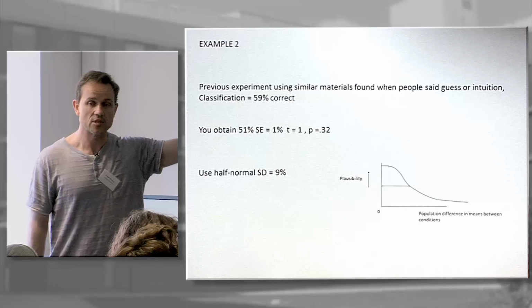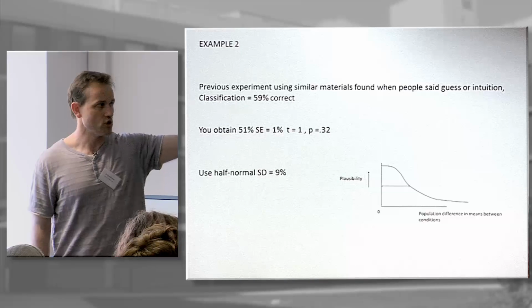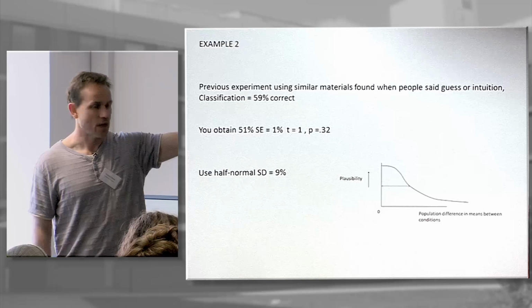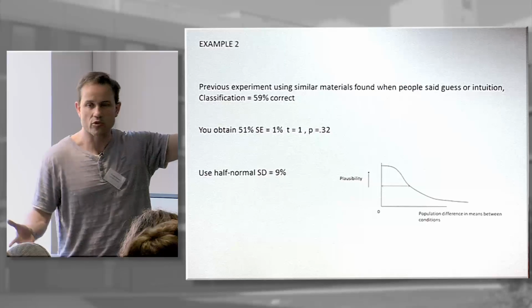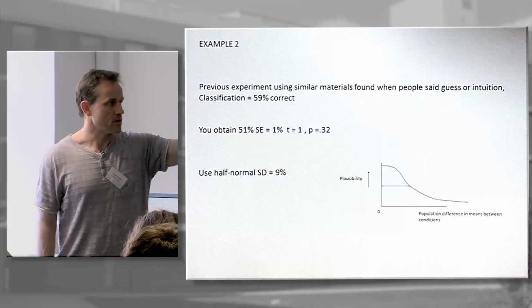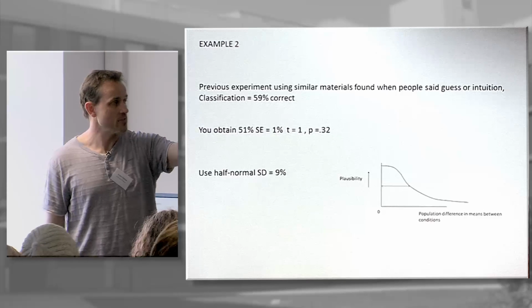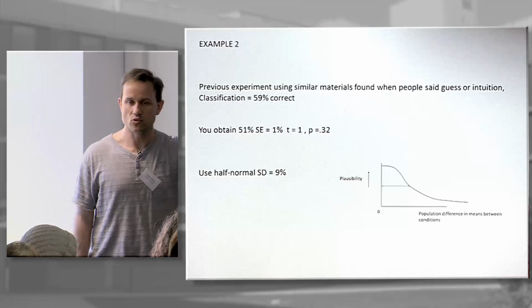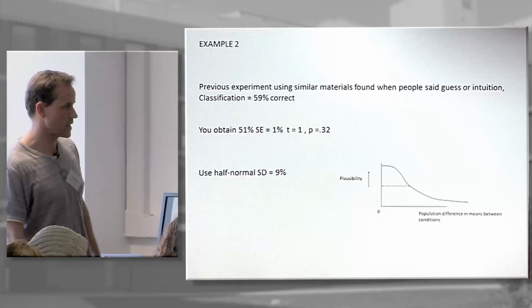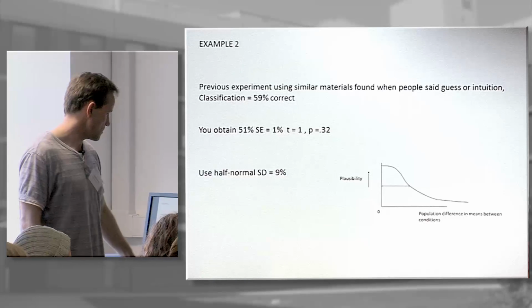I think it's relevantly similar. Maybe it was German grammar rather than Polish grammar, but I've got no reason to think that makes a difference. And so they got 9% above baseline, so I use a half normal of 9%. Okay, so I'm just plugging in an expected value.